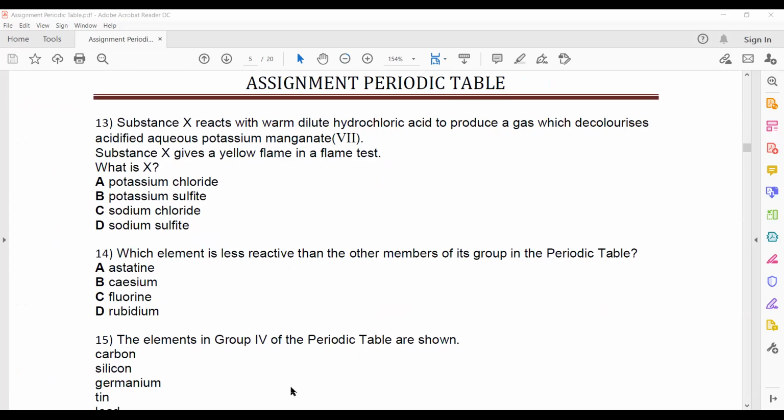Look, in this question, a substance X reacts with warm dilute hydrochloric acid, which produces a gas and decolorizes acidified potassium manganate 7. The gas is sulfur dioxide, but which test is this? Warm dilute hydrochloric acid is added and the gas is tested with potassium manganate. Which negative ion? I give you a hint. This is a test for a negative ion.